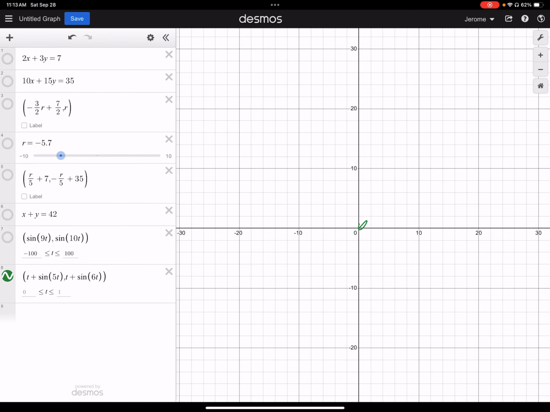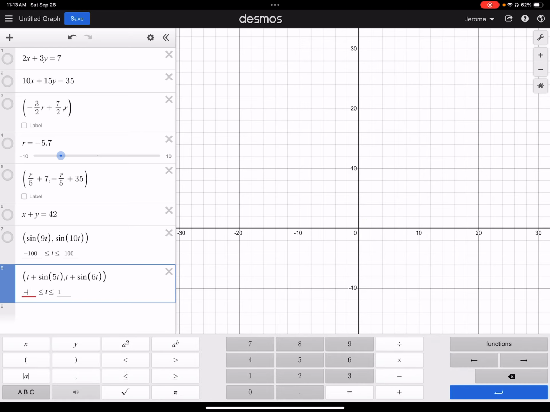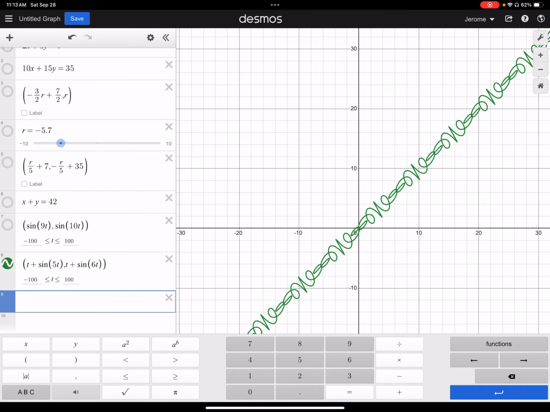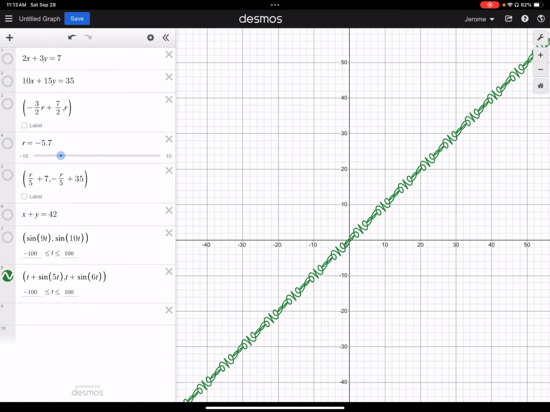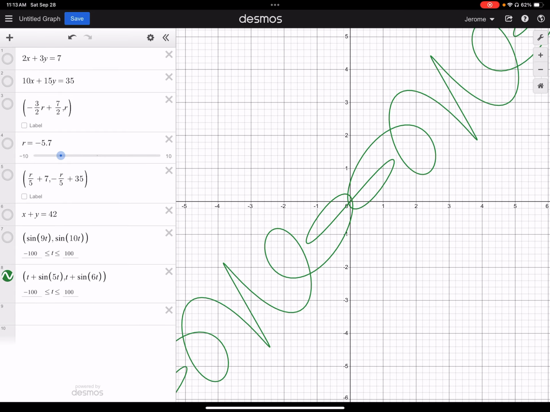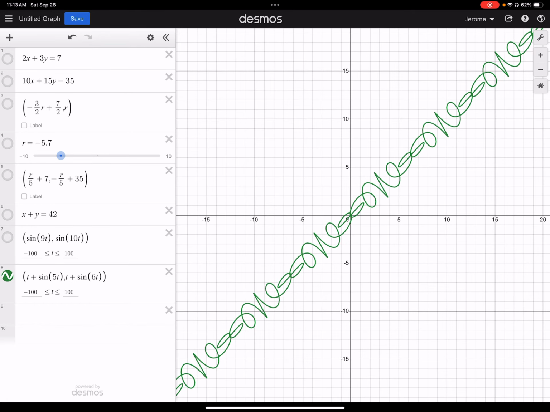Okay, so I'm going to do the exact same thing again. I'm going to go from negative 100 to positive 100. Whoa, look at that. That's crazy. All right, and maybe you can zoom in. It almost looks like cursive, right? Somebody's writing cursive across your screen. What a crazy looking set of parametric equations.